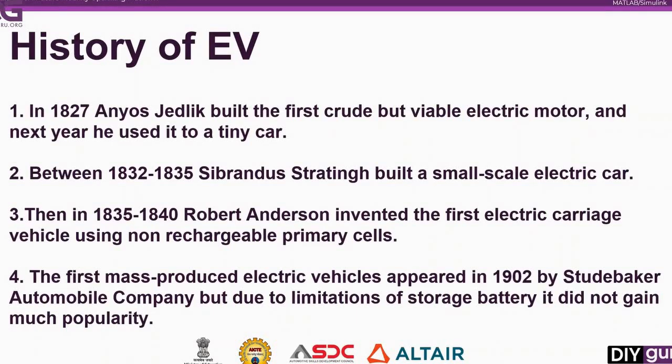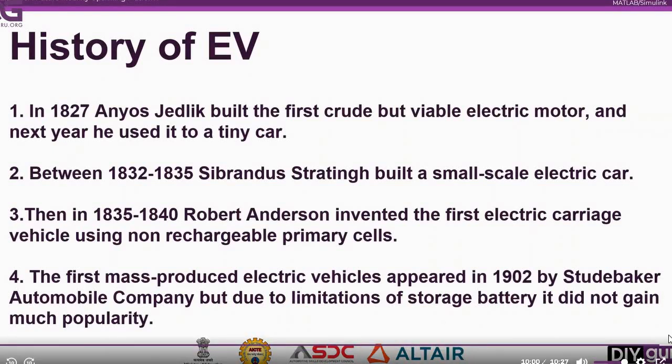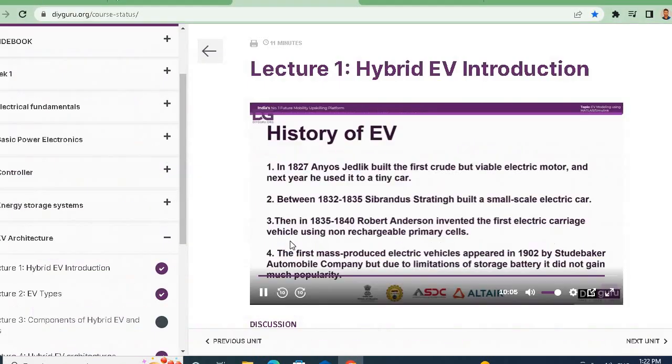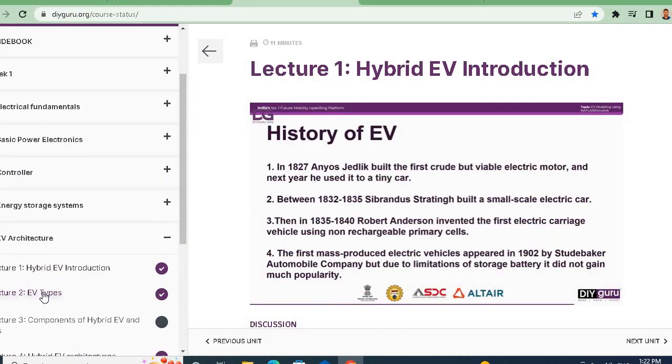And again, the efficiencies are much higher. While a combustion or petrol powered vehicle gives you about 30 to 40% efficiency, electric vehicles can range up to 90% of the energy you're using. So they become very energy efficient in nature. In the next videos, we are going to see a few types of these electric vehicles, the architectures involved, and the various components involved in the electric vehicle.